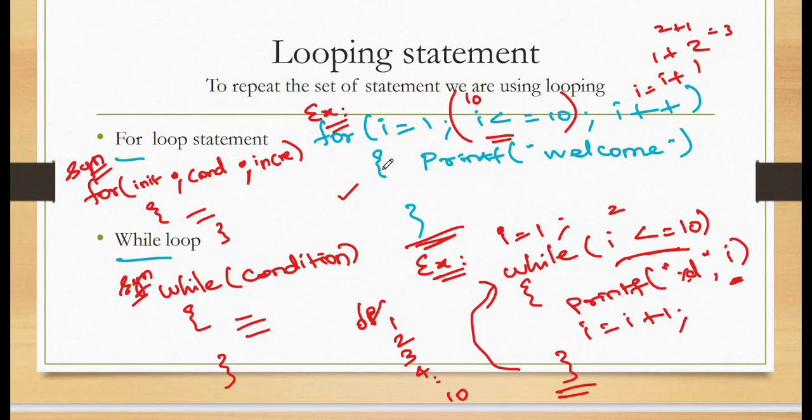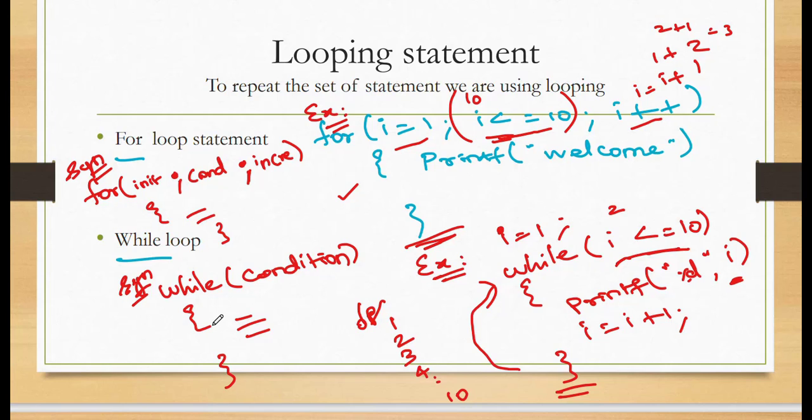So now be clear with this. For the for loop, the syntax is: for initialization, condition and increment part, and a set of statements. If I want to print a particular welcome, for I equal to 1, I less than 10. So this is the initialization, this is the condition part, and this is the increment part.